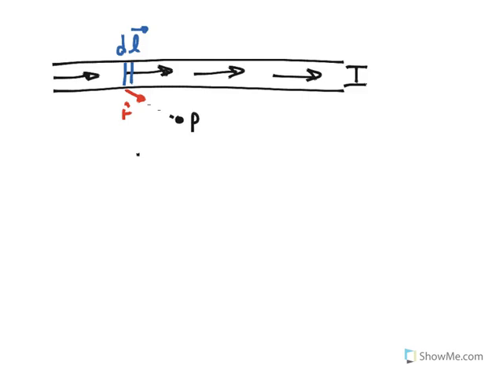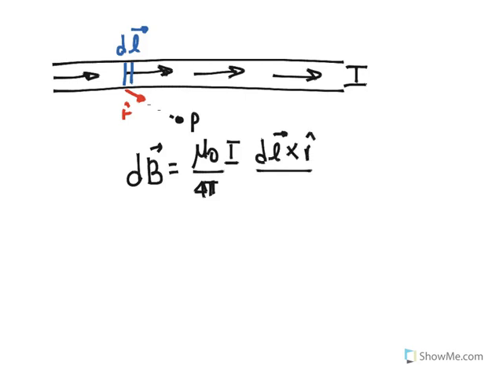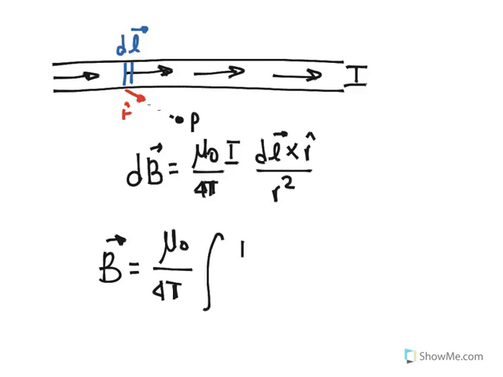So Biot-Savart will state that the differential of magnetic field is going to be equal to a constant mu0, which is the permeability of free space, over 4π times I times dl in a cross product with r over r squared. Or in other words, the integral form will state that B, the magnetic field, is going to be equal to mu0, the permeability of free space, over 4π times the integral of I dl cross r over r squared.